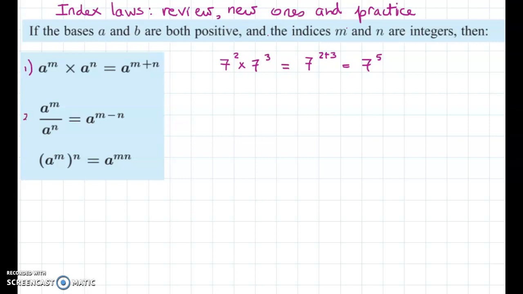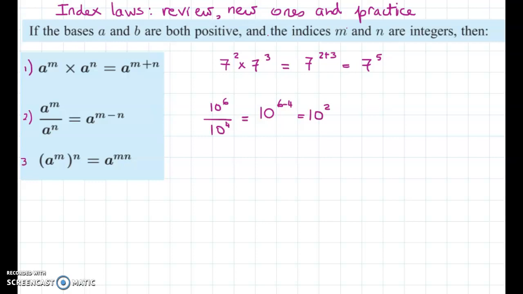The second law, number 2 over here, tells us what to do when we are dividing two exponents with the same base, a to the m divided by a to the n. And we need to find a to the power of m minus n. For instance, let's say we have 10 to the power of 6 and we are dividing it by 10 to the power of 4. We want to simplify this expression. We can write that this is 10 to the power of 6 minus 4. So we can write 10 to the power of 2.